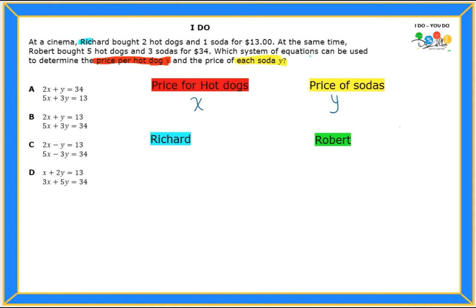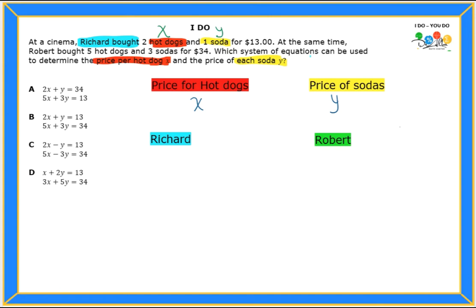It says that Richard bought, and then it tells you what he bought. It says he bought 2 hot dogs. Now, I don't know the price of the hot dogs, but I know he bought 2. So the first thing I'm going to do is highlight hot dogs because that's what he bought. And remember, the price of the hot dogs will be represented with X. So I'm going to write down an X right above that. And Richard also bought a soda. And we know that the soda is going to be represented with a Y. And that's how much money he spent, $13.